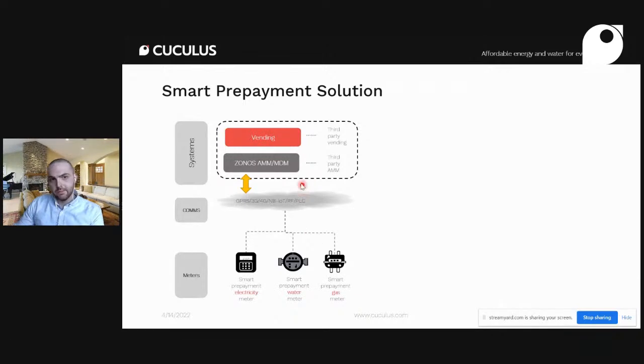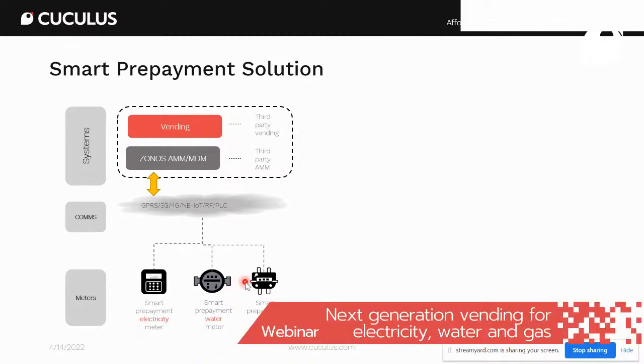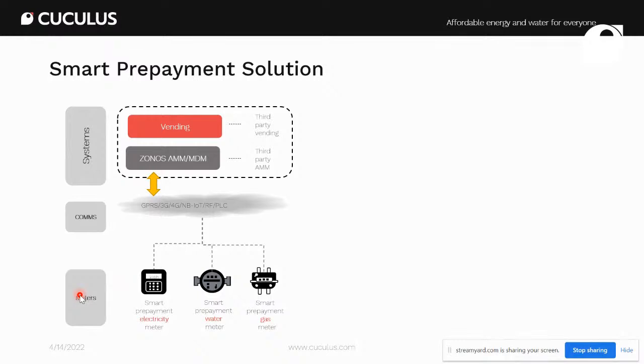Let me explain a little bit again. Before, in conventional prepayment, we had a standalone, offline vending system and conventional meters. To have a smart prepayment solution, we need to combine the vending system with the AMI, the advanced metering infrastructure. The advanced metering infrastructure consists of three important components, or let's say three layers, as we call them in the metering industry. The first layer is the device layer, the second layer is communications, and then we have the systems or the software.